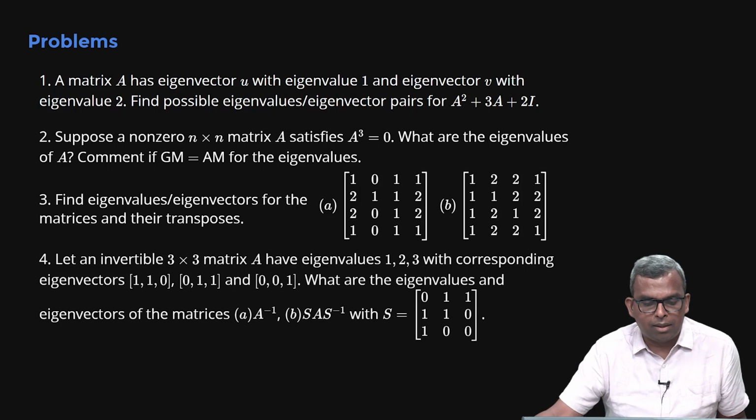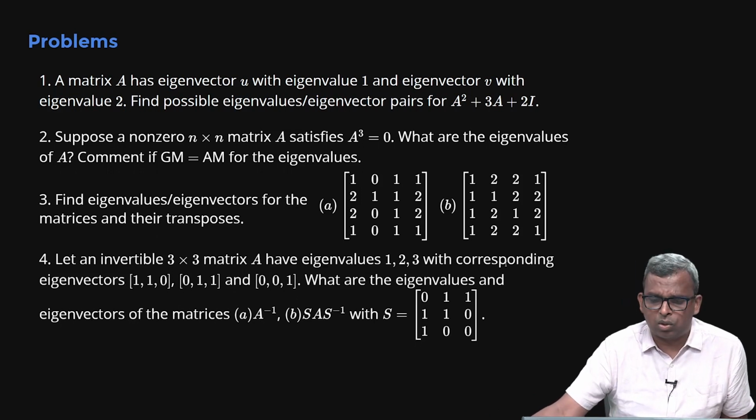So here is another interesting little problem. It looks a little wrong. You have a 3 by 3 invertible matrix A, and it's got eigenvalues 1, 2, 3, and eigenvectors 0, 1, 0; 0, 0, 1; and 1, 0, 0, 1. What are the eigenvalues and eigenvectors of the matrix A inverse? So A inverse has the same eigenvectors, but with eigenvalues the reciprocals: 1, 1/2, 1/3, with the corresponding eigenvectors.